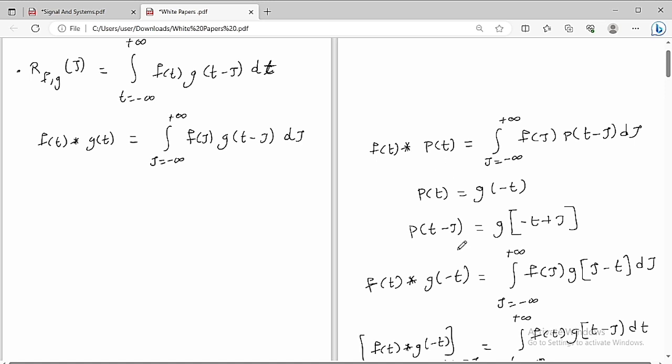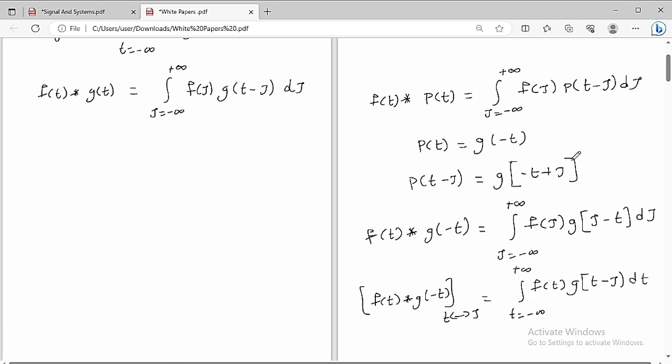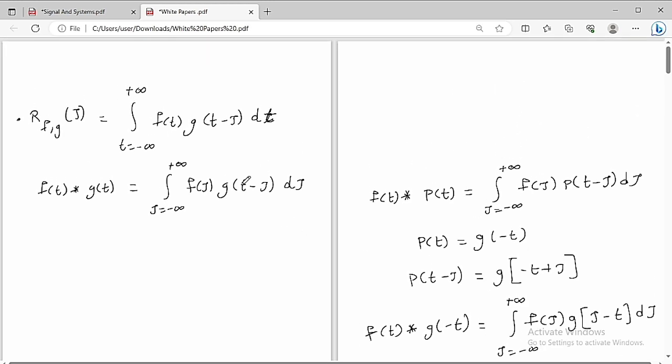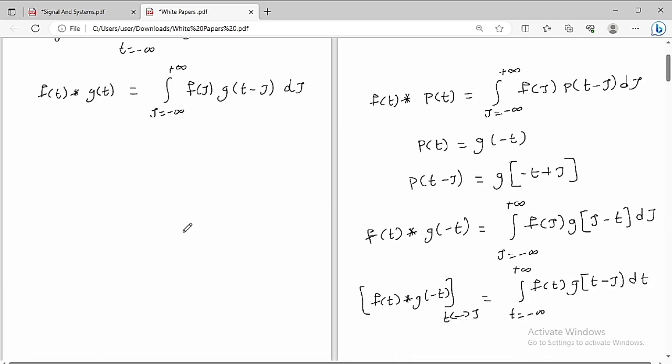So here p of t is nothing but g of minus t. The convolution of f with g of minus t is the integration from tau equal to minus infinity to plus infinity of f of tau into g of minus t plus tau d tau. Now I will replace t by tau and tau by t. Wherever tau is there, I replace tau by t, and wherever t is there, I replace t by tau. So this is the expression that I am going to get here, and this is nothing but the cross correlation expression, right? Both are the same.